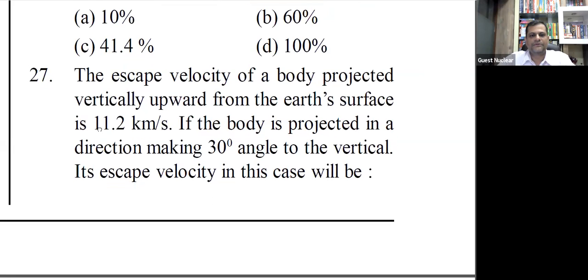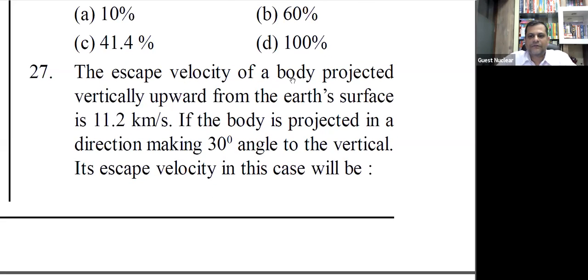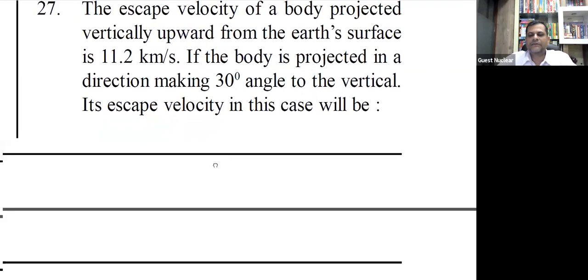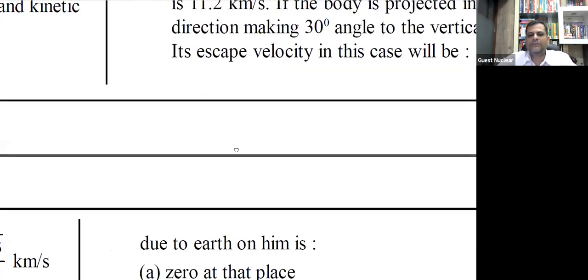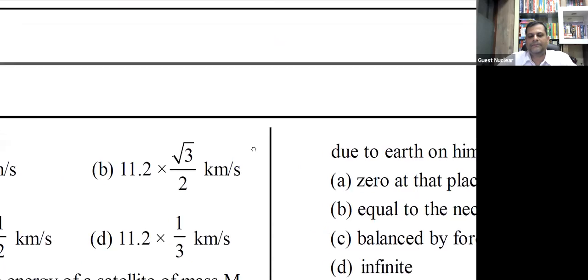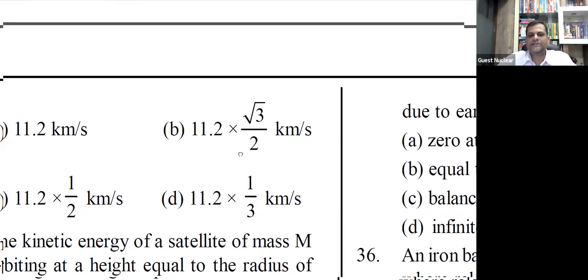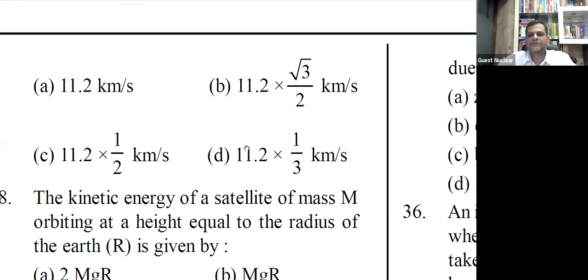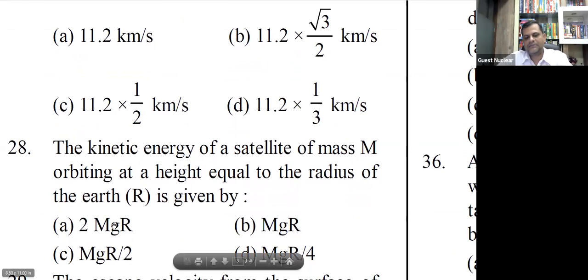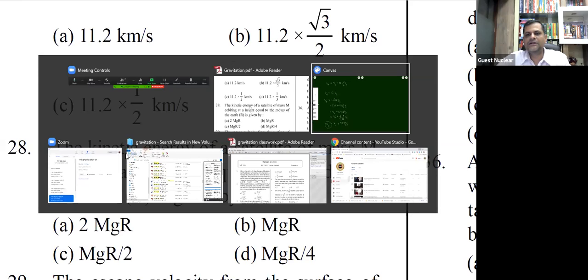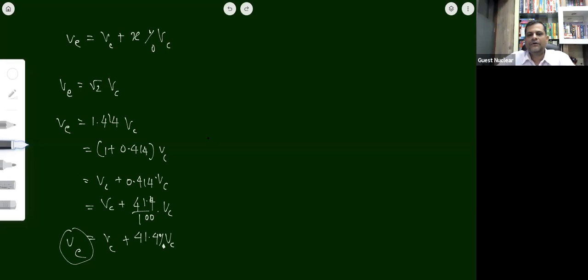Okay, so see here, the escape velocity of a body projected vertically upwards from the Earth's surface is 11.2 km per second. If the body is projected in a direction making a 30-degree angle to the vertical, then its escape velocity in this case will be 11 only. It's going to be the same only. Why? Because escape velocity has to do with the energy. Okay, what does escape velocity mean? It is the kinetic energy which is required for its removal.